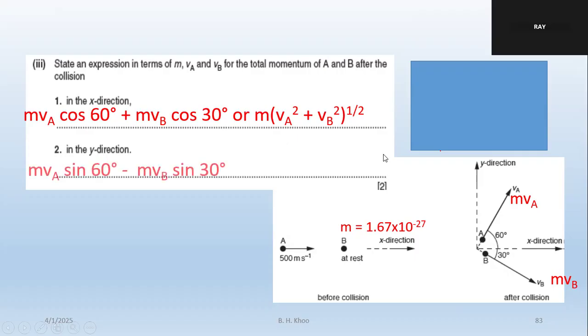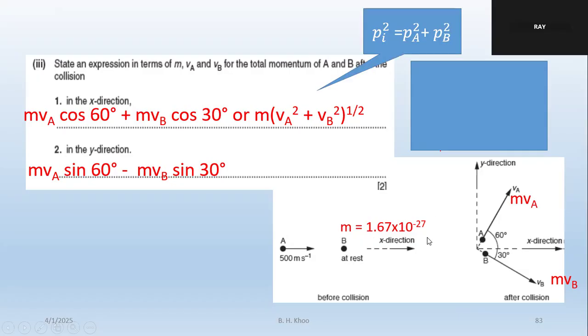Or what they did was the alternative answer. Then in the y direction, they take upwards as positive, downwards as negative. So m VA sin 60 minus m VB sin 30. Wait, teacher.